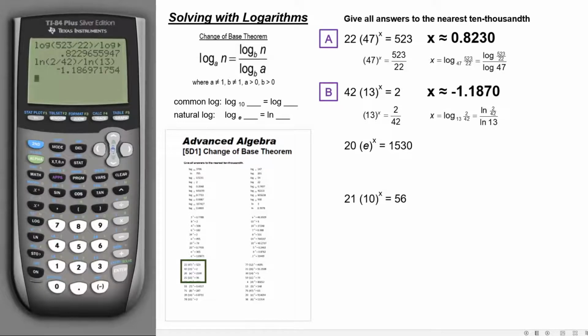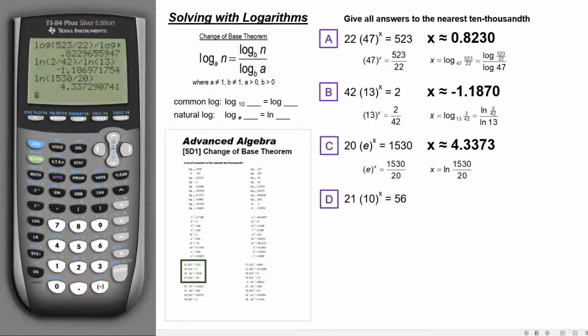1.1870. C. If 20e to the x equals 1530, then we'll say e to the x is equal to 1530 over 20. I don't have to use the change of base theorem. I can just manually go ln of 1530 over 20. And we come up with an approximate answer of 4.3373.